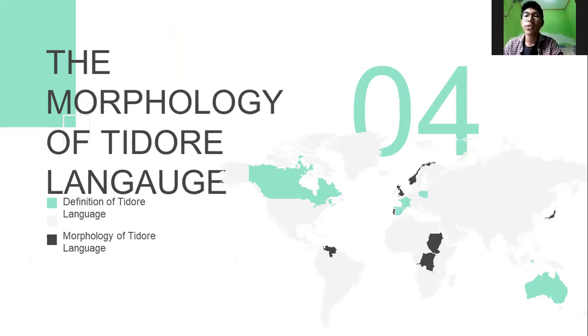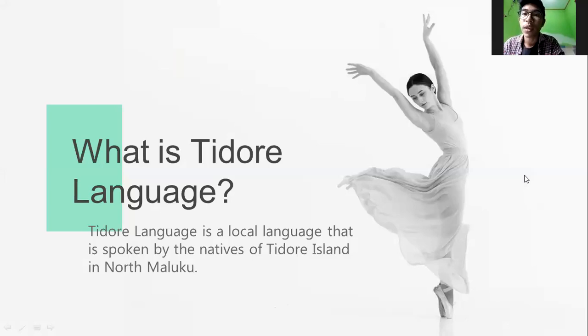Okay, so we are going to the last part, which is the morphology of Tidore language. In this part, I'm going to talk about the definition of Tidore language, and then next. Okay, so what is Tidore language? Tidore language is a local language that is spoken by the natives of Tidore Island in North Maluku. Those are my people, and yeah, I'm one of them. I'm a native speaker of Tidore language. Okay, next.